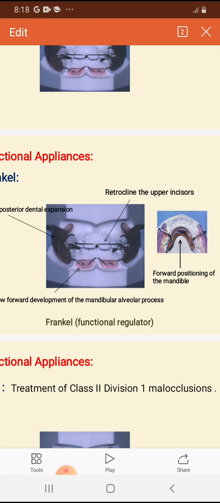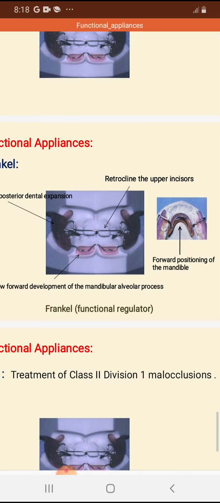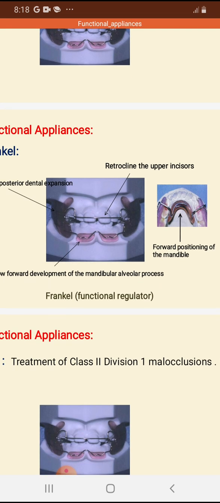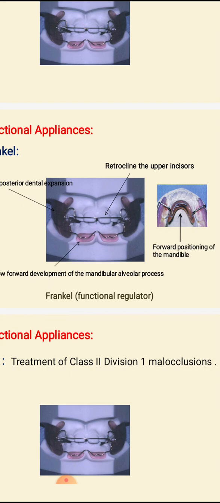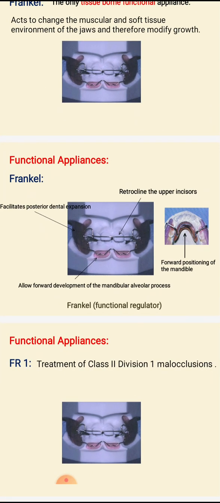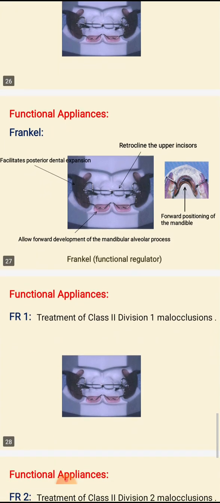The wire components include a short labial arch, and it acts to retrocline the upper incisors. This retroclination of the upper incisors is advantageous to reduce the overjet. As we said before, functional appliances are mainly used to treat class 2 malocclusion due to mandibular retrusion. But they can also be used in class 3.